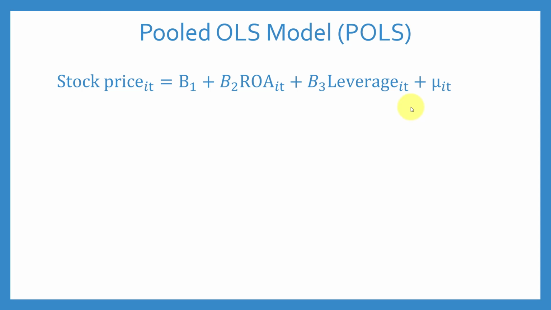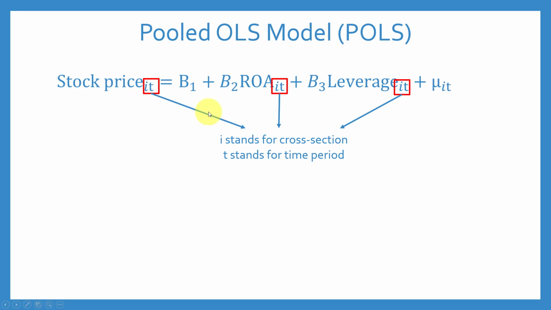Okay, so let's start with the pooled OLS model, which is the simple model that we had been using for our cross-sectional data. Let's assume that we have stock prices for different firms and different time periods. This I stands for cross-section. Remember, in cross-sectional data we do not have a T subscript, we just have I, and that means we have data for different cross-sections. Similarly, T stands for time period.